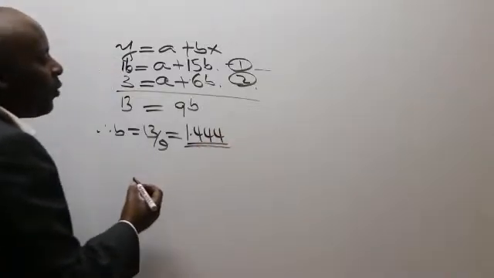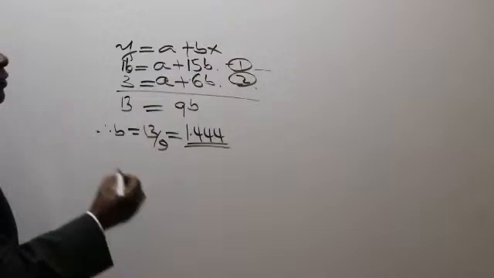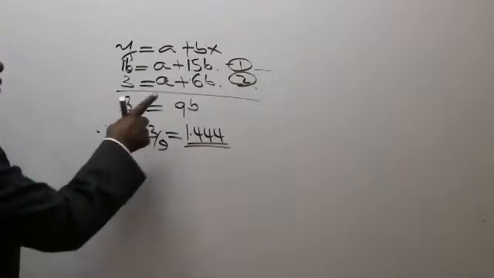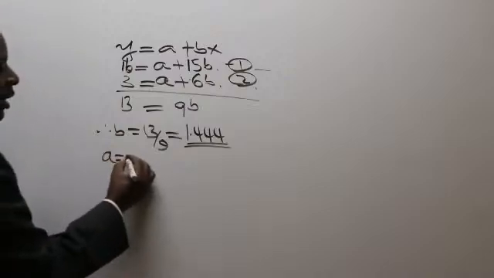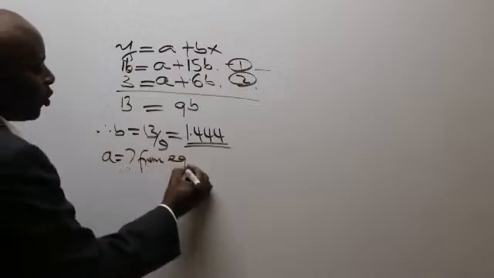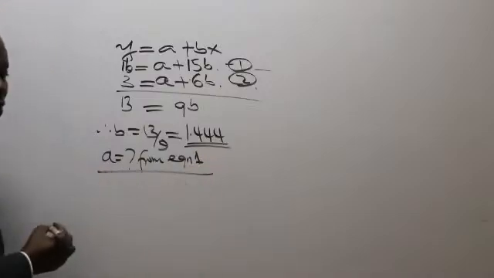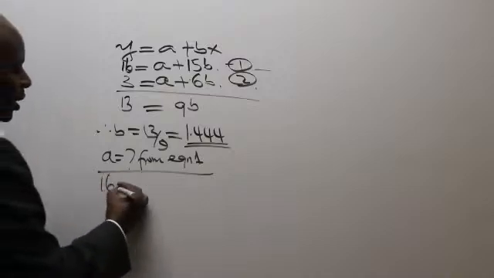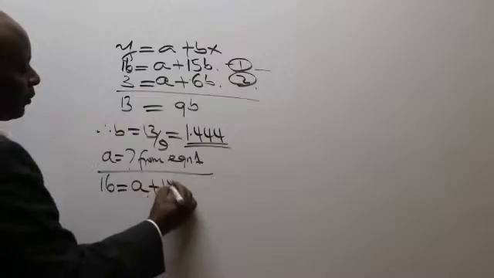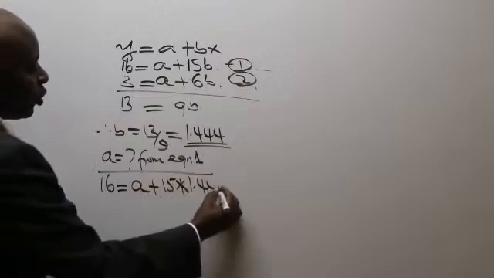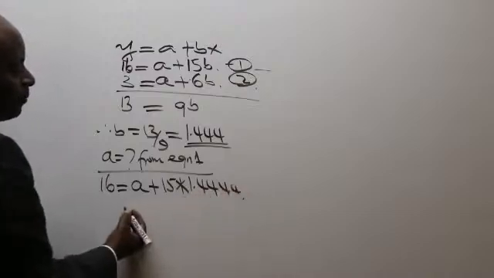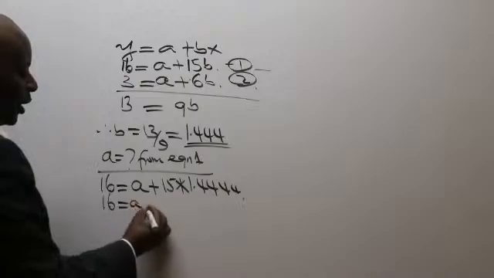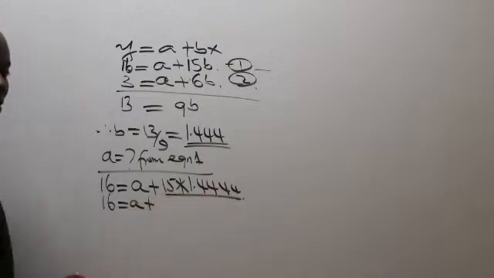So that is b. Now, once I have b, I can easily get the value of a by plugging in the value of b in either of the 2 equations. So I'll ask myself, what is the value of a from equation 1? So from equation 1, we have 16 equals a, that I do not know, plus 15 times b. And the b you have just told me is 1.4444. So this will be 16 equals a plus, could you kindly give me this multiplication? What is 15 times 1.4444? 15 times 1.4444 will give us what figure, somebody?